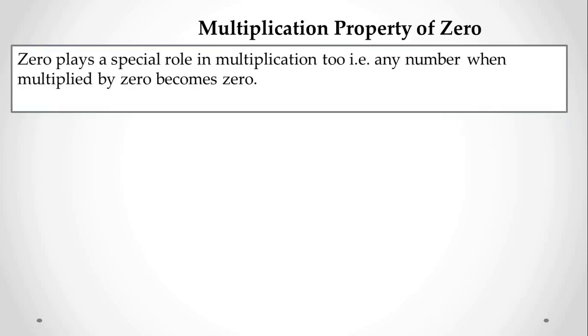Multiplication property of 0. If you multiply any number by 0, then we get 0 as the answer. So 0 plays a special role in multiplication. Any number multiplied by 0 becomes 0. That is a very important property. So whatever we have seen in this presentation, if you understood this, then you can easily solve the exercise part.